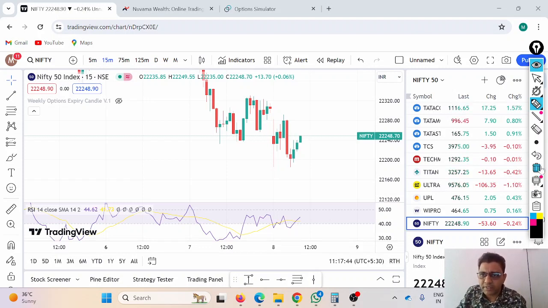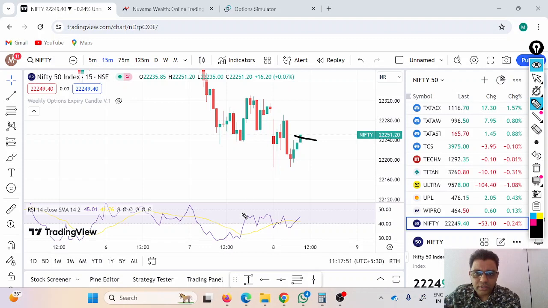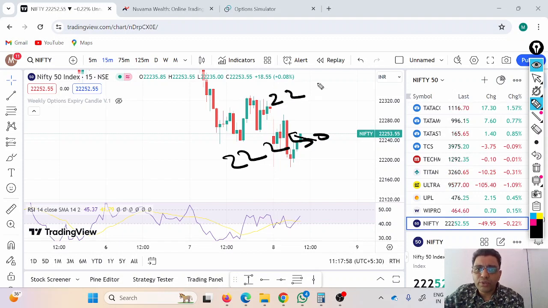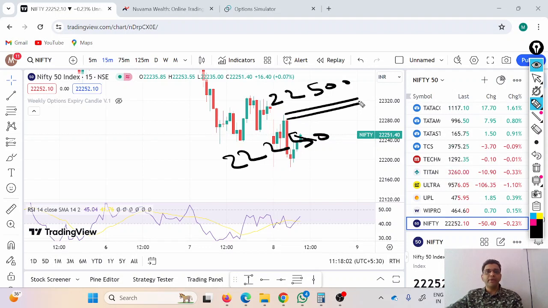For simplicity, currently Nifty is going on at 22,250. I will write it down over here. This is the spot price, around 22,250, and let's say we are betting for 22,500, and today is the 8th of May.